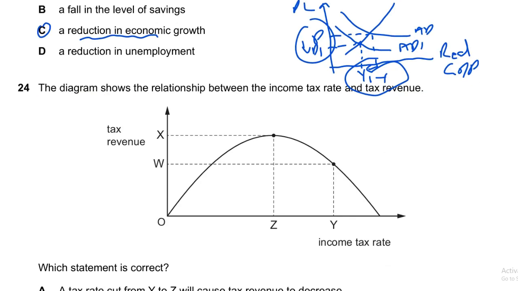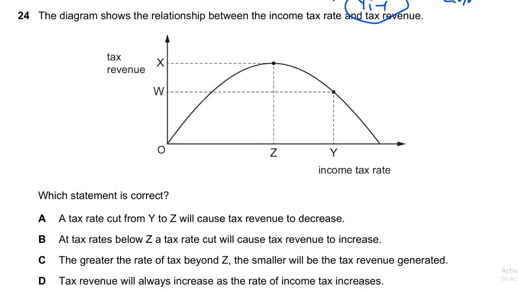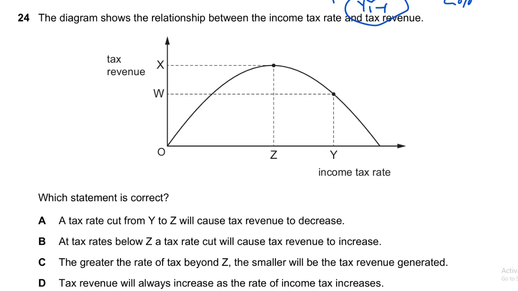Okay, so question number 24 is regarding the Laffer curve. Laffer said that when we increase the tax rate initially, it will increase tax revenue, and after a certain point an increase in tax rate will decrease tax revenue. So now we can read the question.